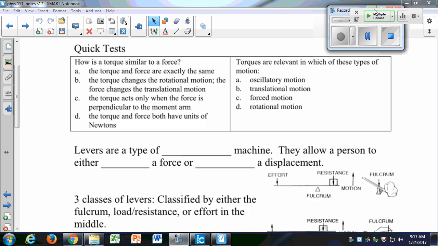Got a good weekend? Any big news from the weekend? Get married, have a baby, that's big news. No? Okay. All right, well, I don't think we did these quick tests here, so why don't we do these?